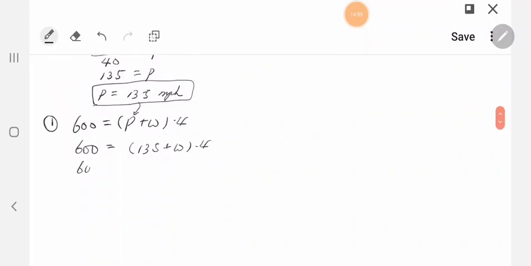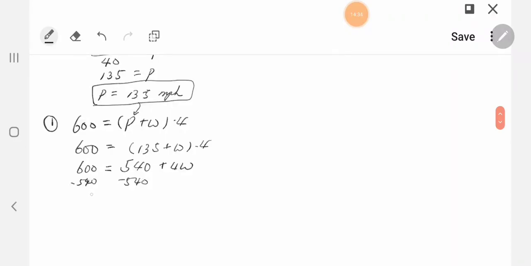Then 600 is equal to, multiply this by 4, 540 plus 4W, right? Okay, let me double check on this one. So this is 540, right? So minus 540 from each side, so that we can find 4W.